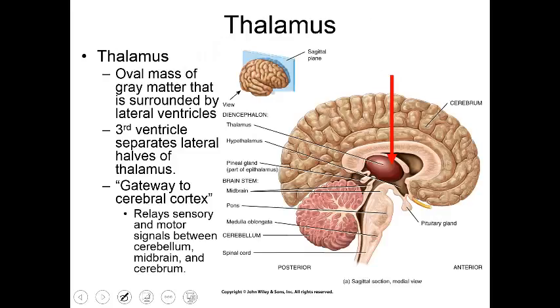So let's look at the different regions of the diencephalon. The first one is this red bean-shaped structure right here, and that is called the thalamus. It's an oval, very distinct structure, and it's surrounded by the lateral ventricles. The third ventricle separates the lateral halves. So right here is the third ventricle. So it separates the left side of the thalamus from the right side of the thalamus. And the thalamus serves as a relay center. So whatever afferent signals are going to come in through the ascending tracts, they are first going to go to the thalamus. The thalamus is going to decide if it needs to be sent to the cerebellum or the cerebrum or the midbrain.